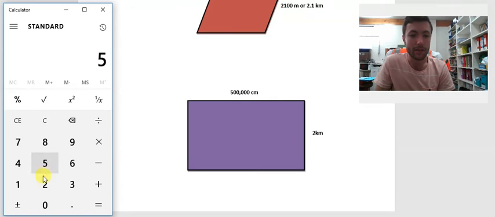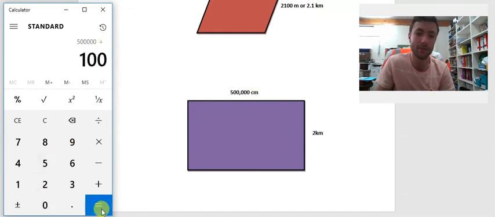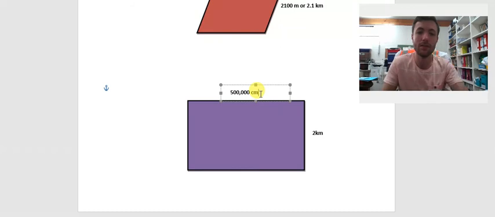So we're starting with 500,000. We're going to divide it, because the centimeters into meters is 100 centimeters in a meter, so we're dividing by 100. That gives us 5,000 meters. Now we need to convert that meters into kilometers. So we're going to divide it by 1,000, because there's 1,000 meters in a kilometer, which gives us 5. So here, it'll be 500,000 centimeters, or 5 kilometers.